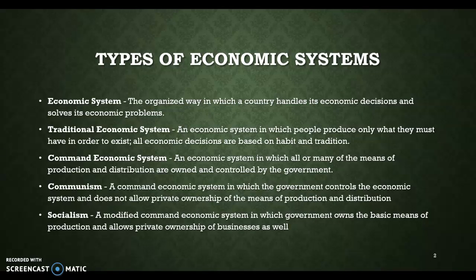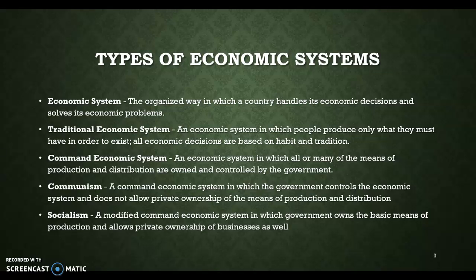So of course, what is an economic system? Economic system is just the way a country handles its economic decisions and solves its economic problems. In short, how does a country spend money? Why do they spend money? And how do they solve problems of money? A traditional economic system, this is one in which the people produce only what they want, what they want most, and what they must have, in order to exist. And all economic decisions are based on habit and tradition.